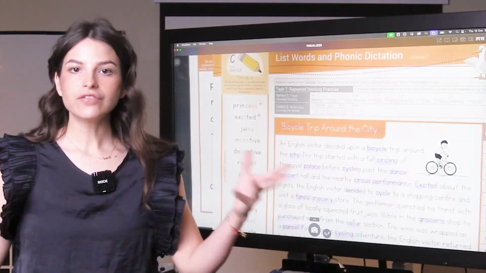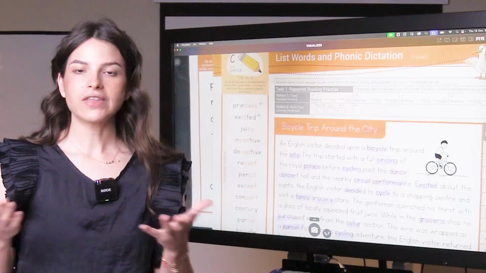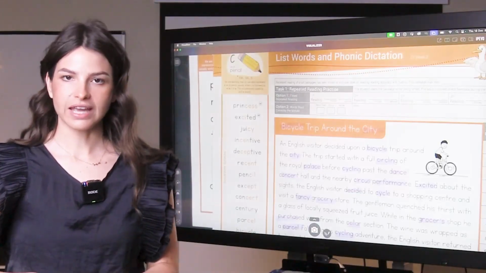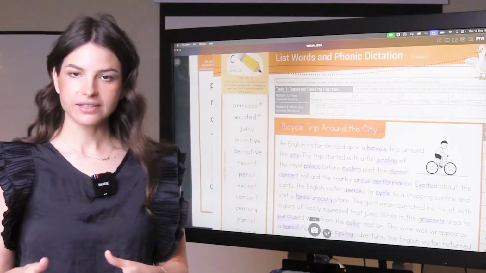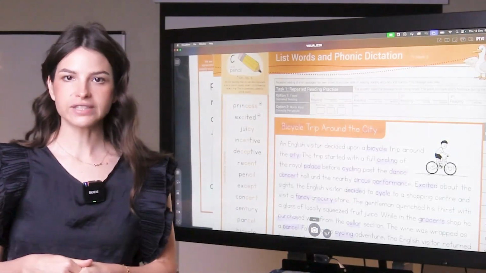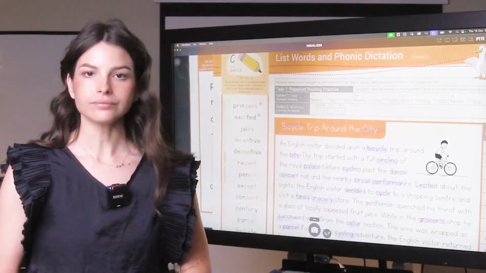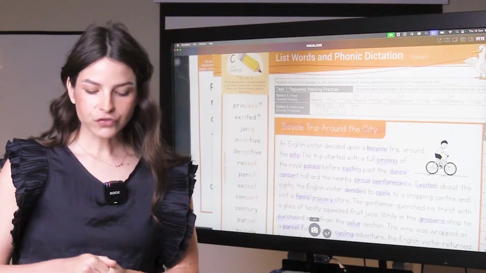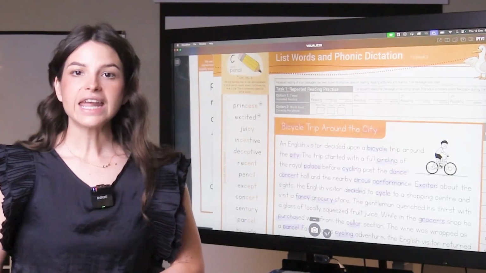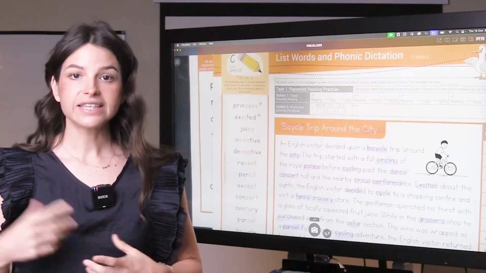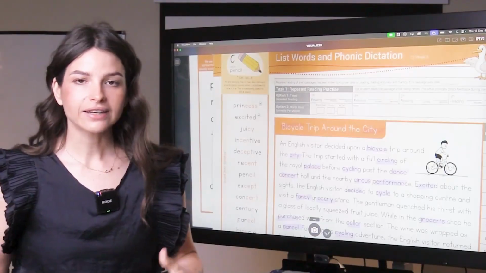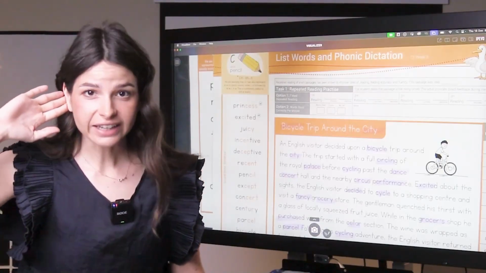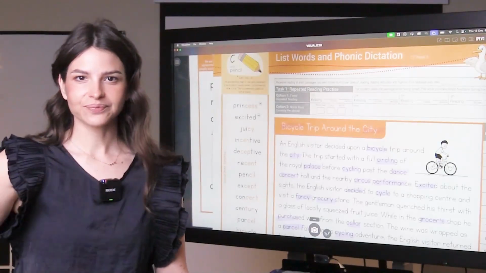Now students will remove their copy from view and open up their exercise books to start doing the dictation, making sure that they are saying it before they write it. So let's do a few sentences together now. An English visitor decided. Say it with me. An English visitor decided. What are you going to write? An English visitor decided. Okay, write that down.